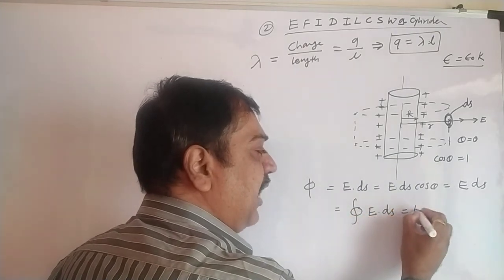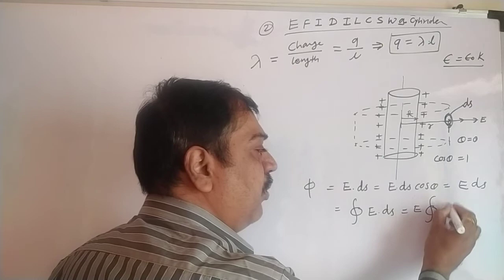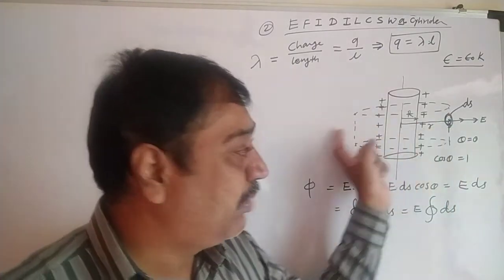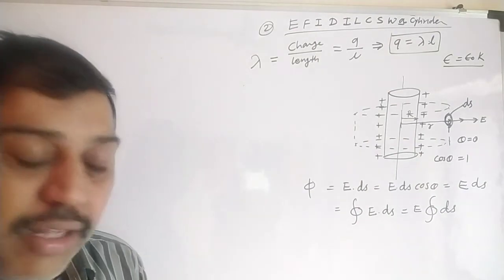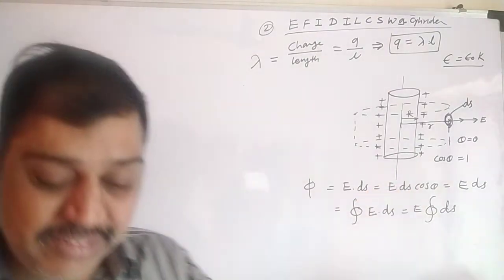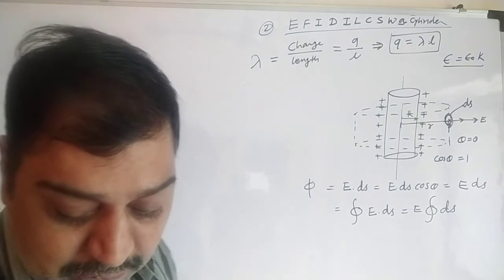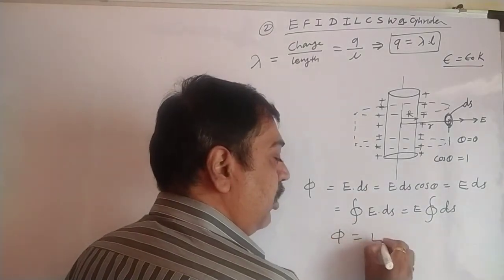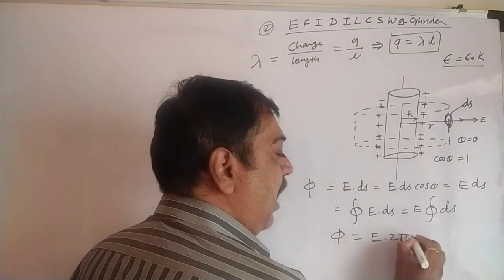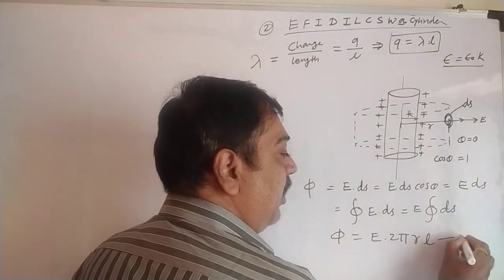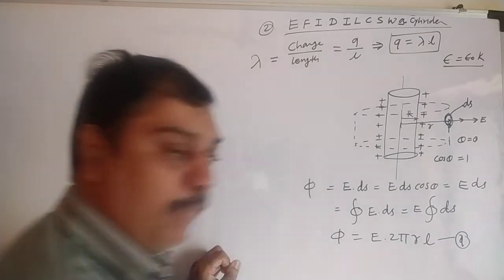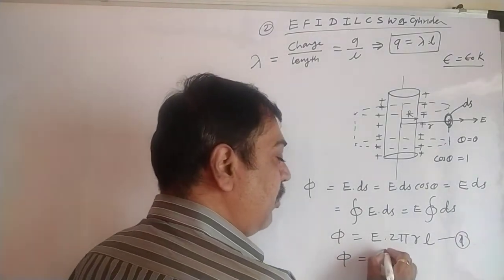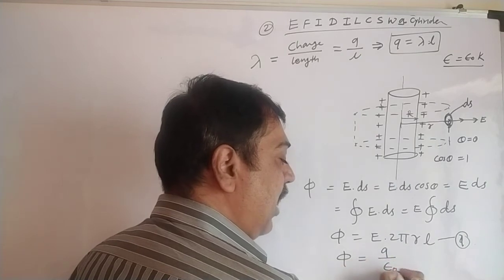E is constant, so take it outside, and we have just the integration over the closed surface of ds. ds is now the area of this Gaussian sphere, not a sphere, it is a cylinder. What is the area of the cylinder? It is 2 pi R L. So we can write phi equals E into 2 pi R into L. Call it equation 1. But according to Gauss law, what is phi? Phi equals Q divided by epsilon 0.